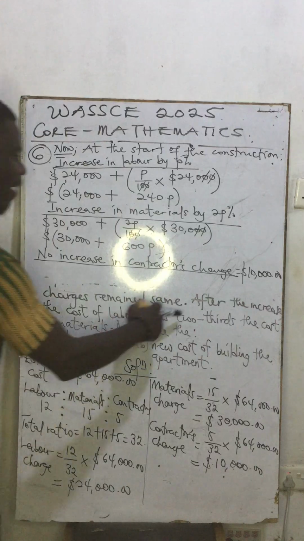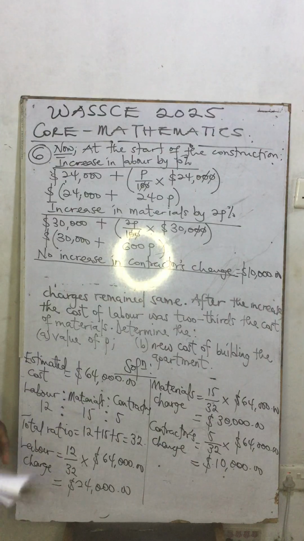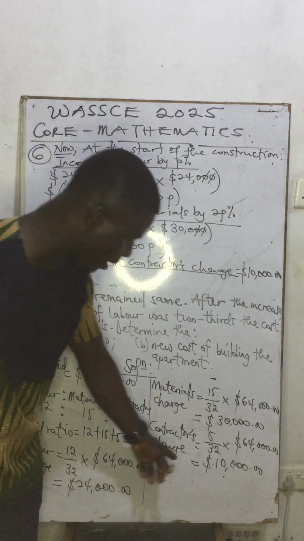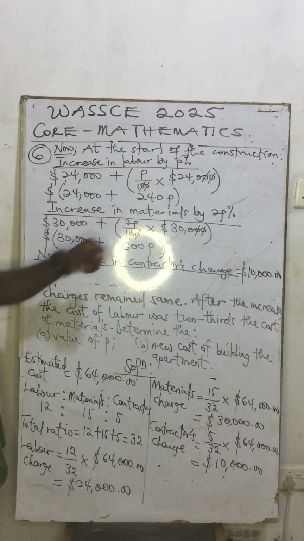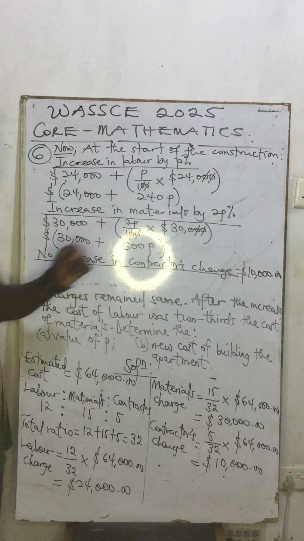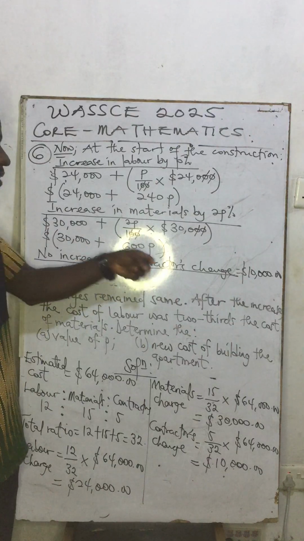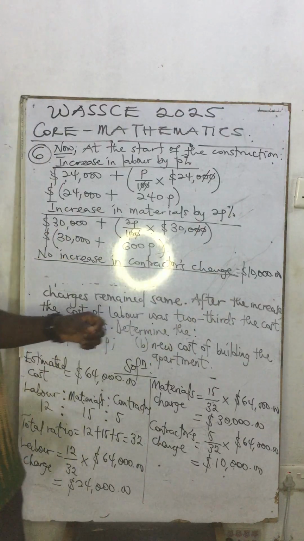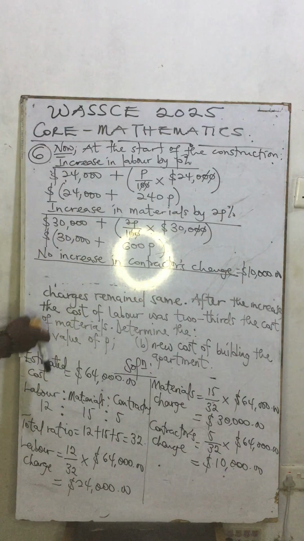Now, they said after the increase. Before the increase, the amount for labor is 24,000, for materials 30,000, and for contractors 10,000. After the increase, we have labor charge to be 24,000 plus 240p, materials to be 30,000 plus 600p, but no increase in contractors' charge, and it's still $10,000.